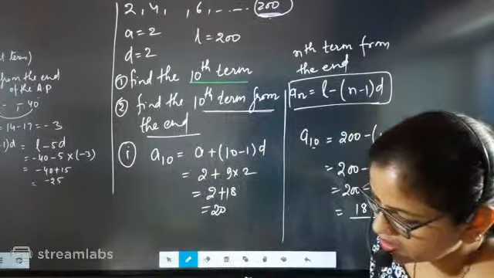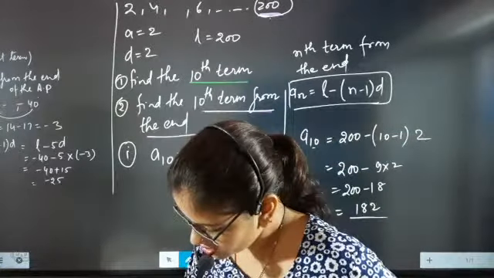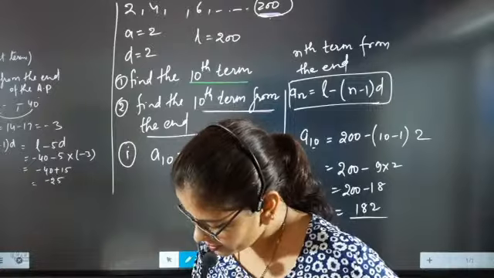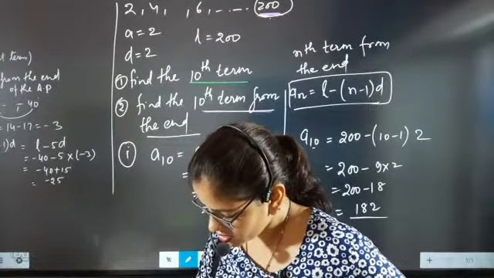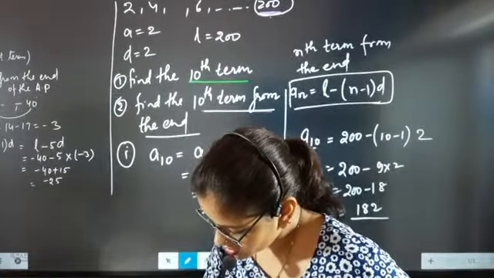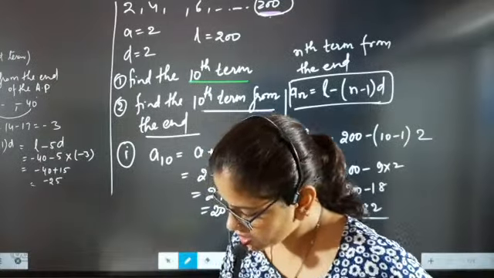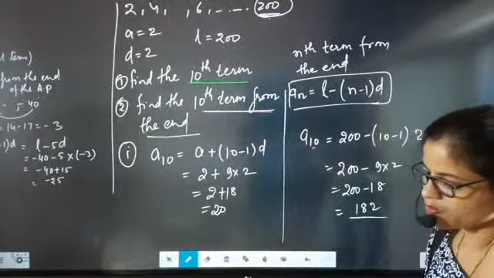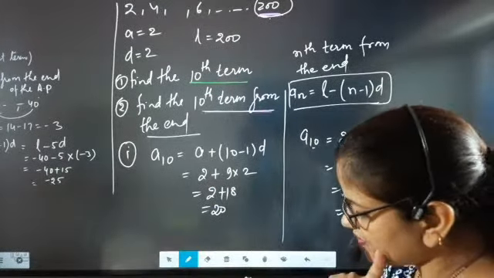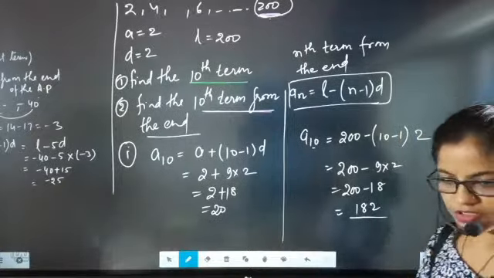182. It will come 182. Saran, what happened, Saran? Tell me, beta, what happened? Saran gave some 182. Absolutely correct. No problem, beta. 200 minus that part will come 182. Beta, did you understand here?